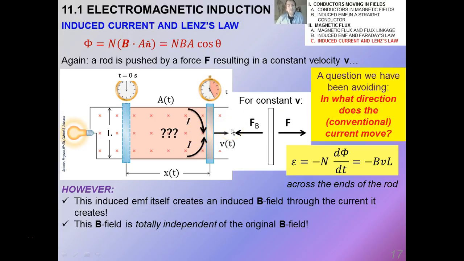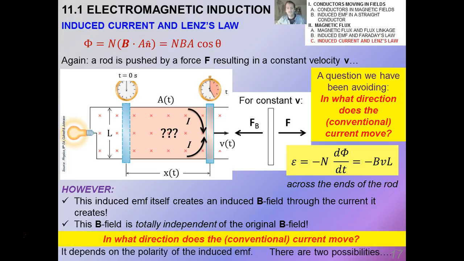All right, and that B field, which is created by the current, which itself is created by the relative movement between the rod and the B field, we can determine the direction of that magnetic field. It's a radial field, which was determined by the very first application. Remember that thumb rule I told you about, where your thumb points in the direction of the current, and then your fingers curl around in the direction of the B field. That B field is totally independent of the original B field. It does not have anything to do with it, at least directly.